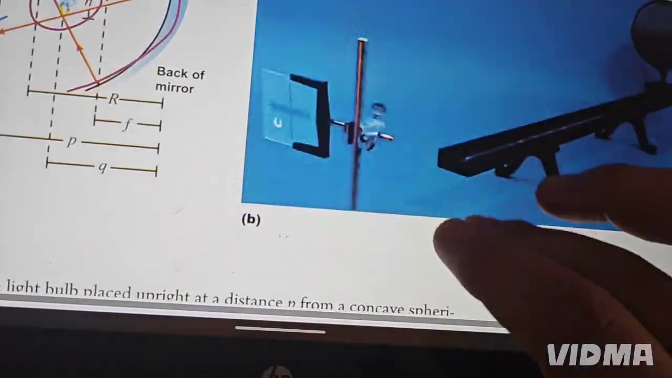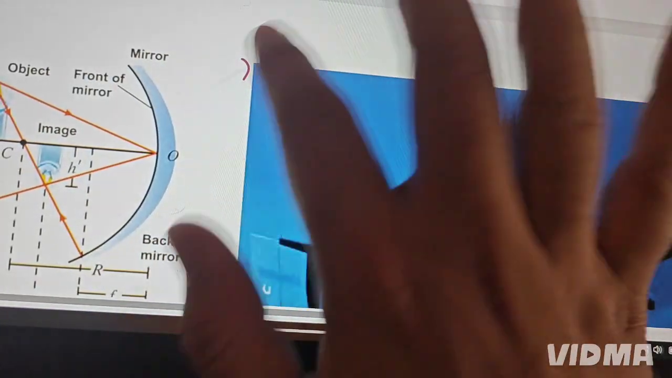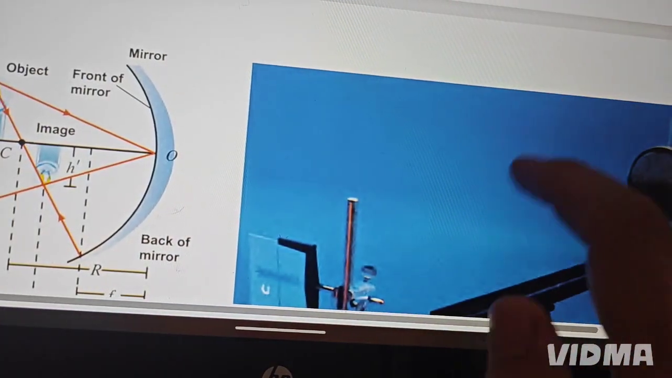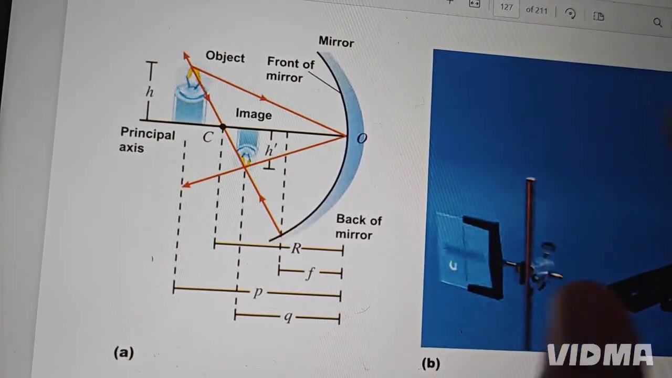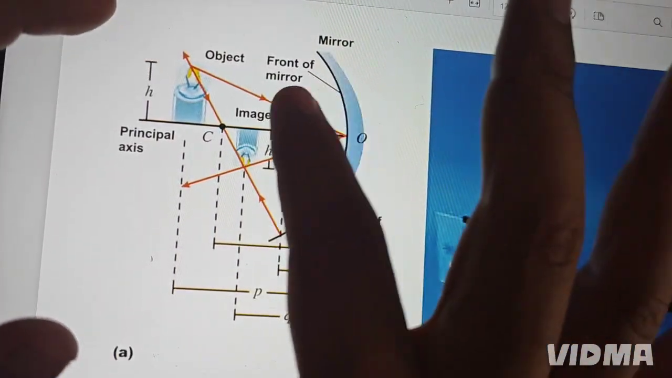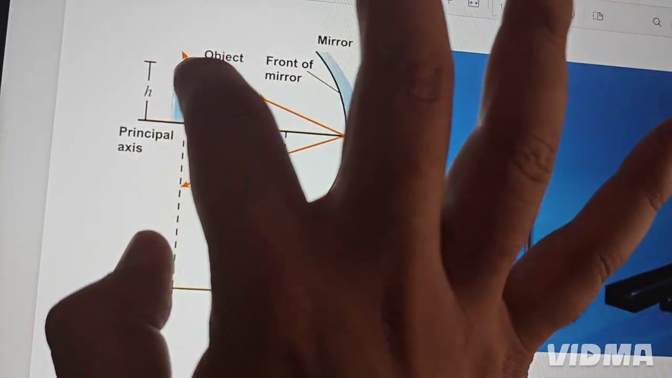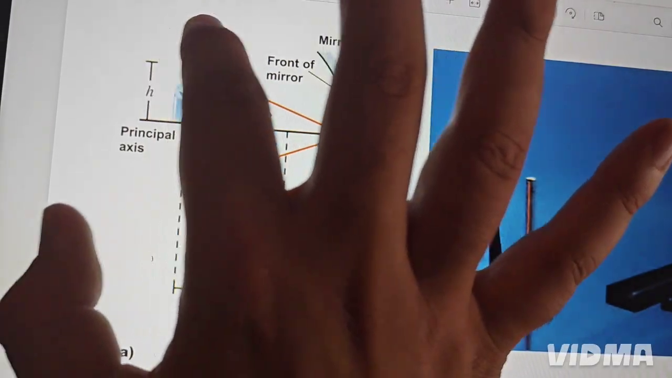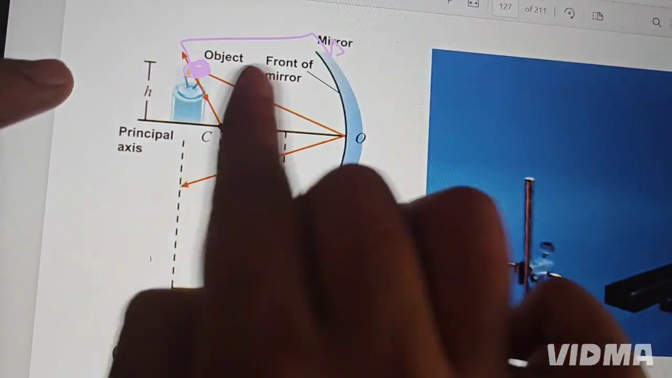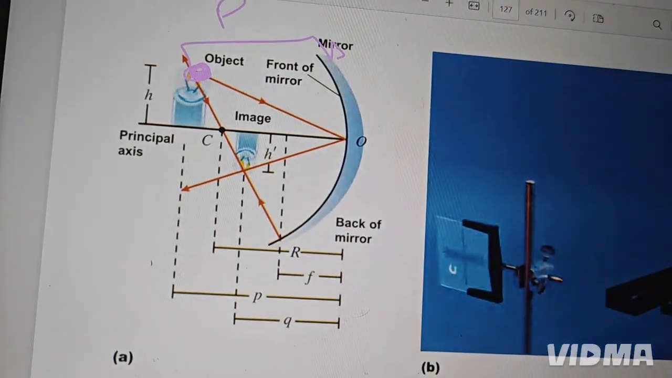Look, take a look in here. This in here, if you take a look in here, this is the object. The object position. The distance between the object and the mirror, this is called P.